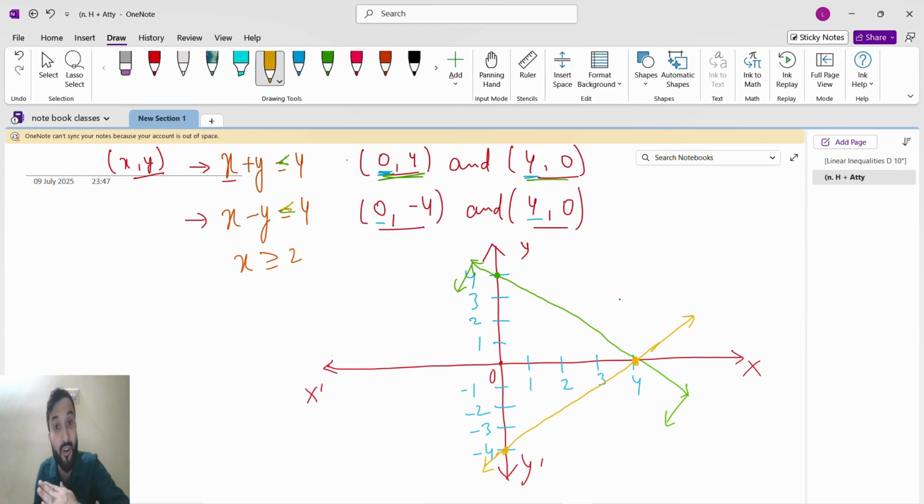Lesser than means towards the origin. This is also lesser than, so coming towards the origin. This is lesser than, it is going towards the origin.